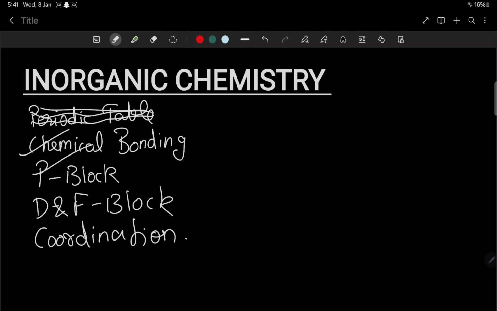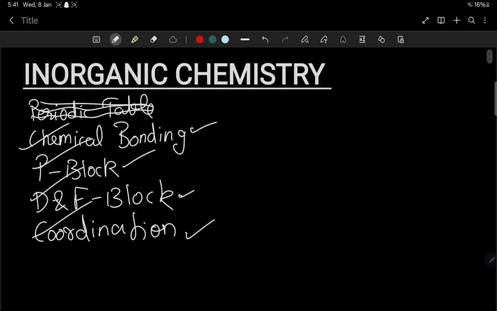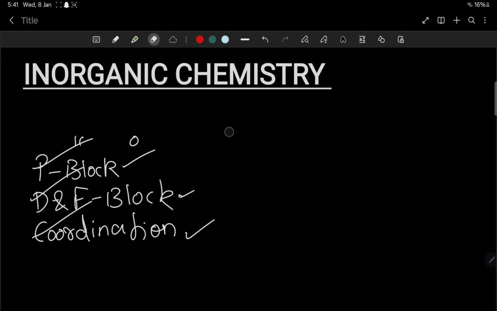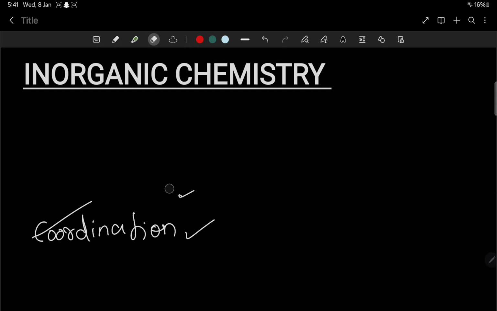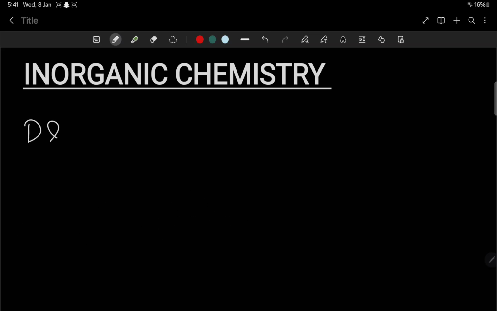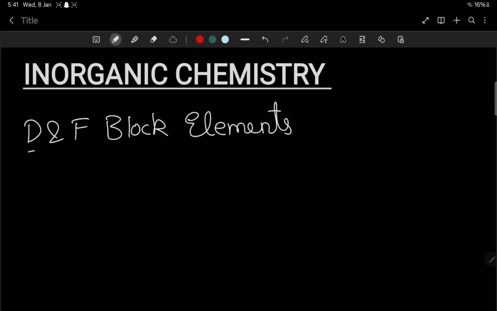But we will only be revising these 4 chapters, and we'll be starting with D and F block, then coordination, then we'll go to chemical bonding, and at last P block. Okay, so first we'll be starting with D and F block elements. Only the important concepts will be told. We have to finish the chapter fast, so the important concepts of D and F block elements will be discussed.